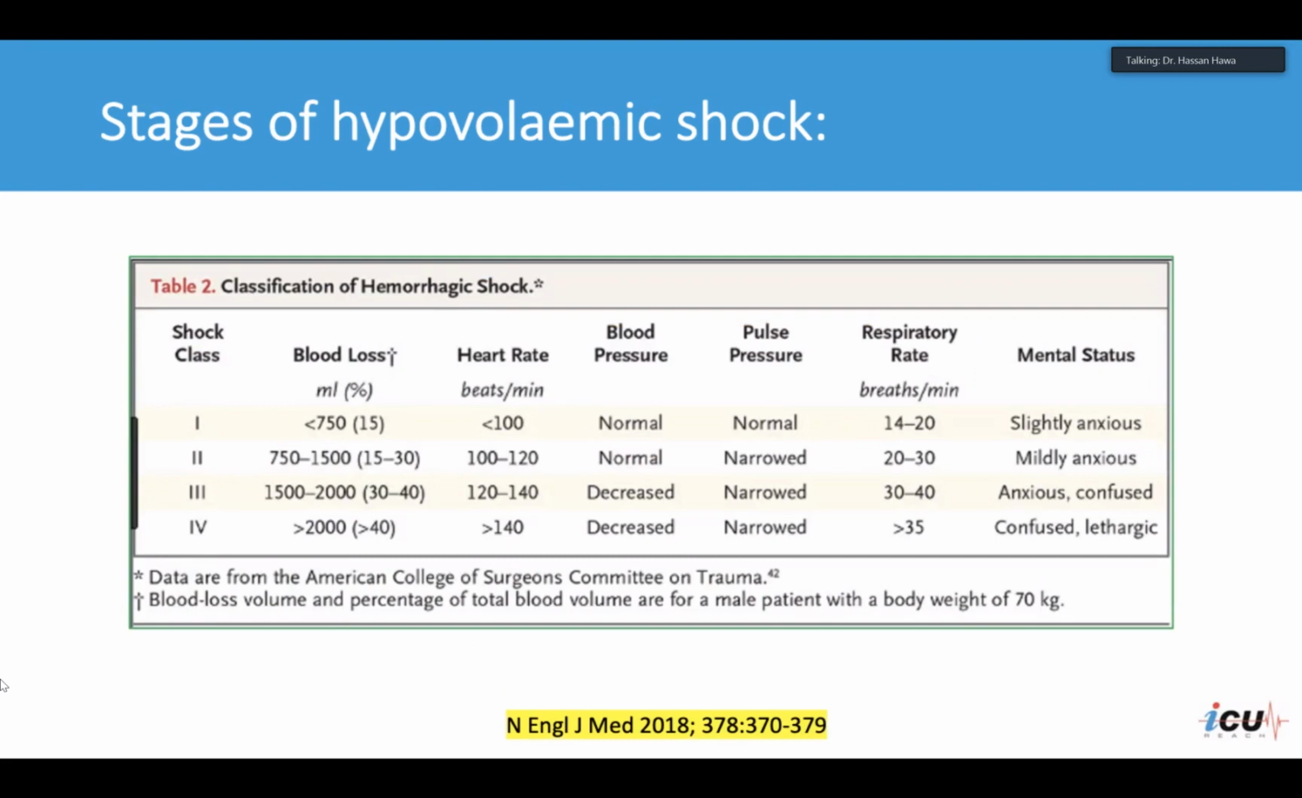A few words about stages of hypovolemic shock, because I think this is really important to keep in mind. This is the classification of the American College of Surgeons Committee on Trauma. And here we need to remember that our patient at the early phase might lose up to 30% of their circulation and still have normal blood pressure. When your patients start to have low blood pressure in the context of hypovolemic shock, then probably they are at class 3, where they have lost more than 30 to 40% of their blood volume. And if they start having confusion, they are lethargic, or their heart rate is above 140, then probably they have lost more than 40% of their volume.